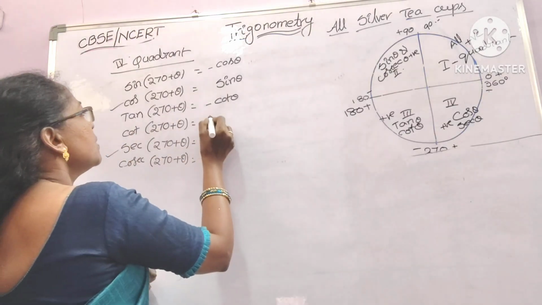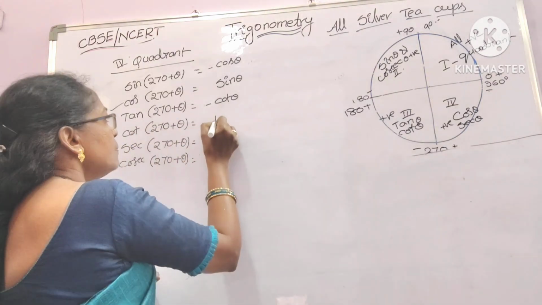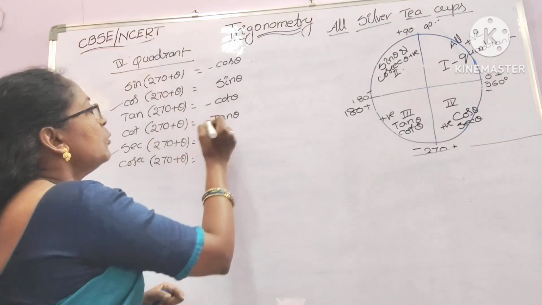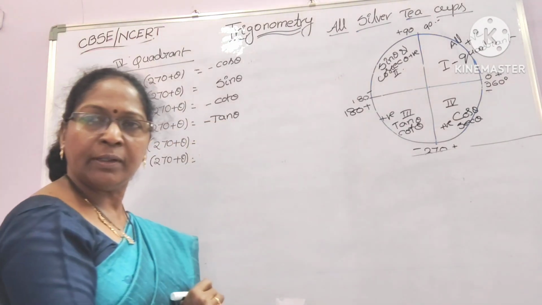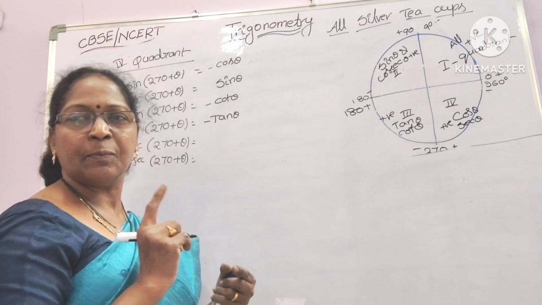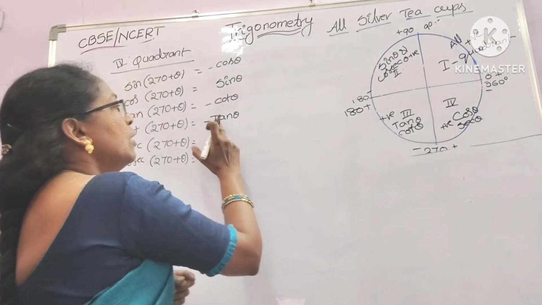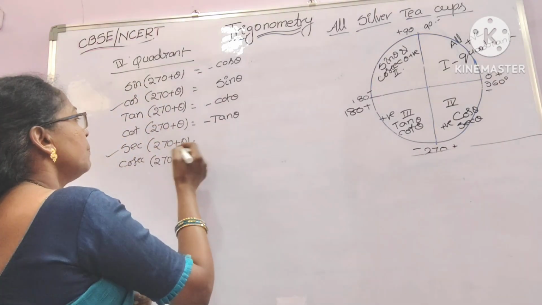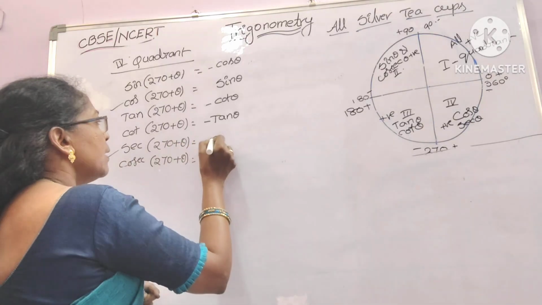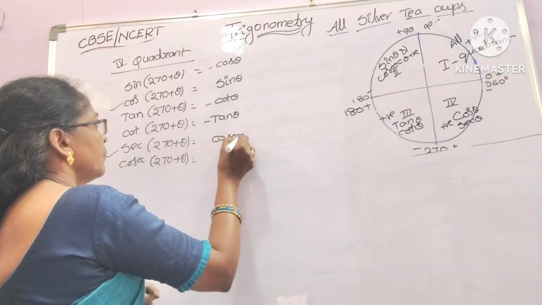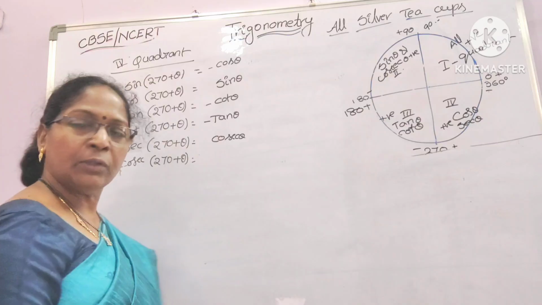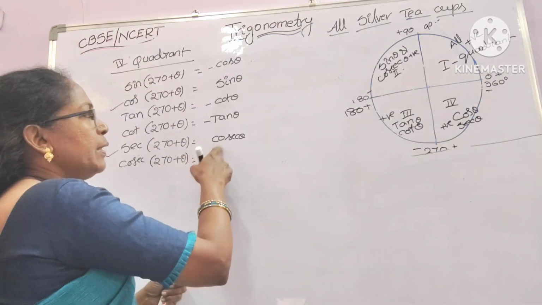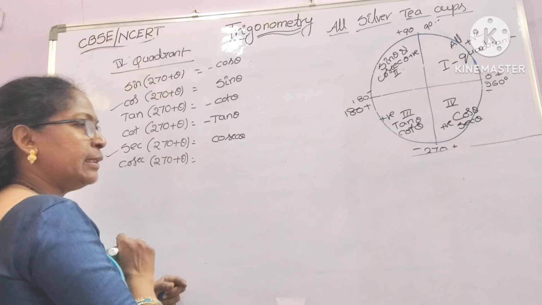And next one, cot 270 plus theta. Here cot becomes tan theta, but this is under the fourth quadrant. In the fourth quadrant only cos and secant are positive, remaining all are negative. So minus tan theta you write. Next, secant 270 plus theta. Again secant becomes cosecant. But in the fourth quadrant cos and secant are positive, so it becomes plus cosecant theta.